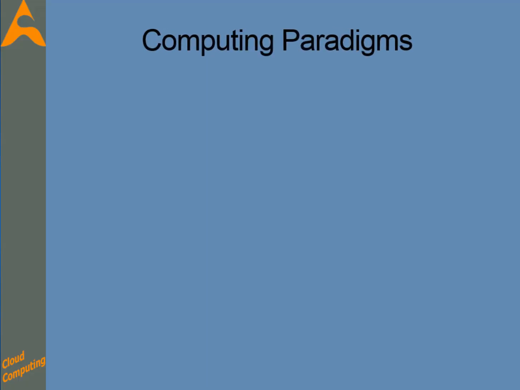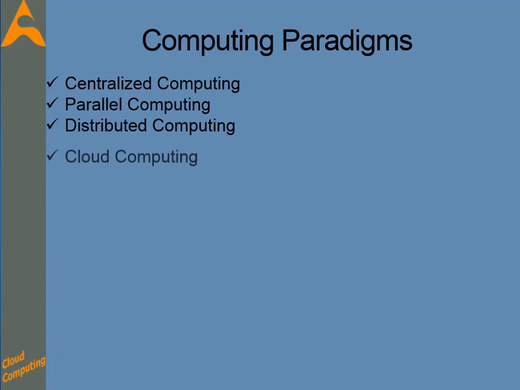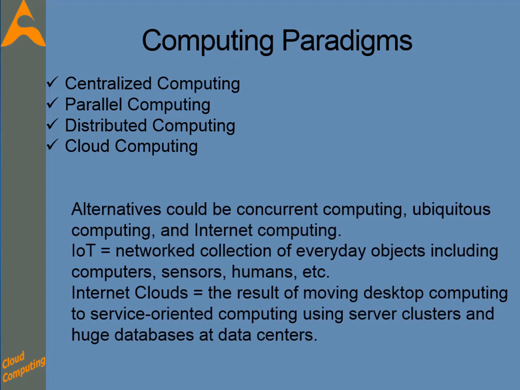Now let's discuss the cloud computing paradigms. There are 4 cloud computing paradigms: centralized computing, parallel computing, distributed computing, and cloud computing. Alternatives could be concurrent computing, ubiquitous computing, and internet computing. IoT equals a networked collection of everyday objects including computers, sensors, humans, etc. Internet clouds equals the result of moving desktop computing to service-oriented computing using server clusters and huge databases at data centers.